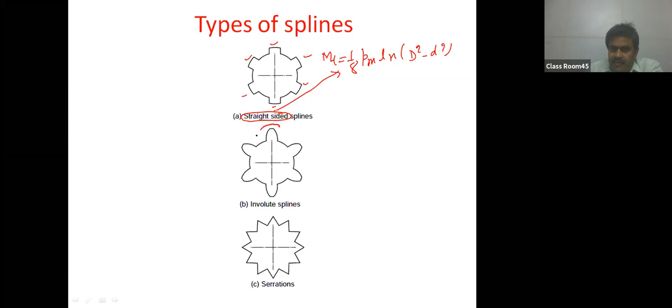Second one is the involute profile. It is an involute spline. So here the terms addendum, dedendum, module, all will come into the picture. It is an involute spline. And the third one is serrations. So three types of splines are there.